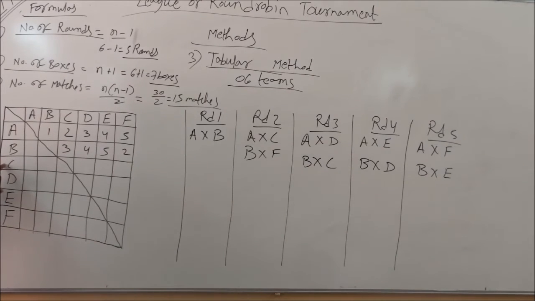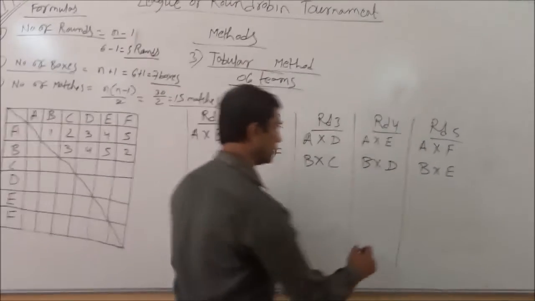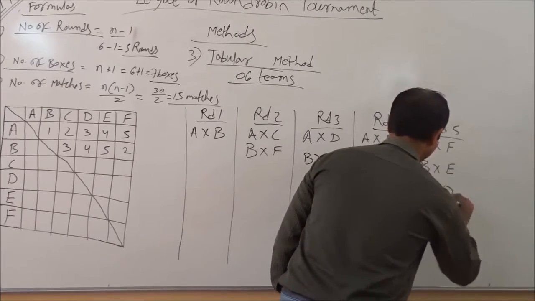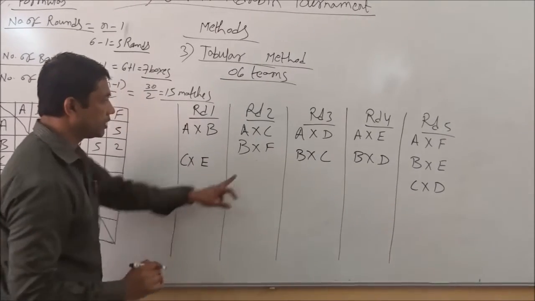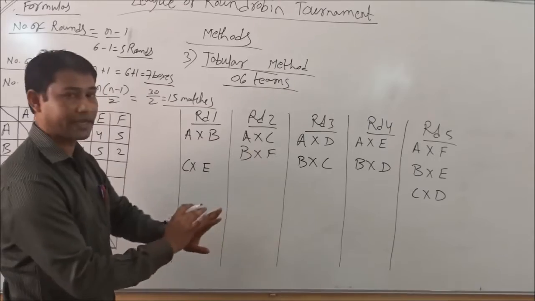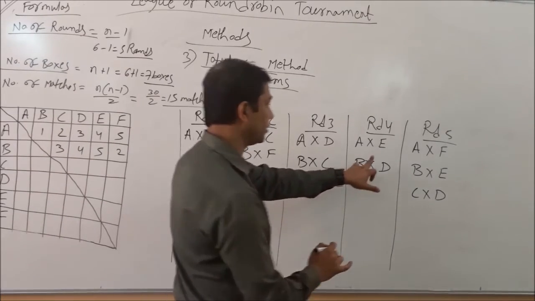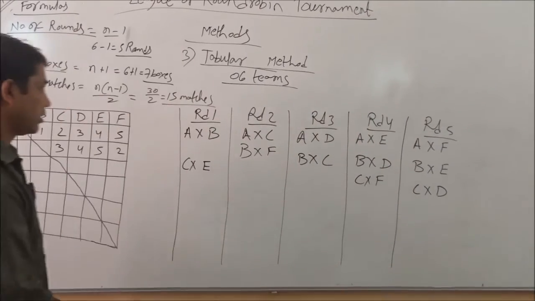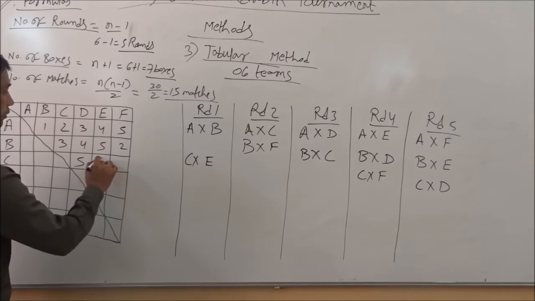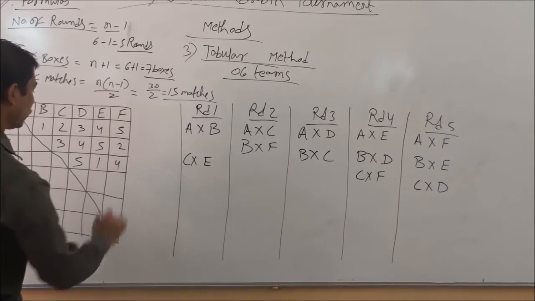Next, C. Now our next team is C. So we need to look that B has started playing from round number 3. So C will be starting to play from round number 5. C is playing with D. Come again to round 1. C is playing with E. Come here. C has already played, so we cannot place it. Move forward. Move to round 4. Just place it. Put up the numbers 5, 1 and 4.